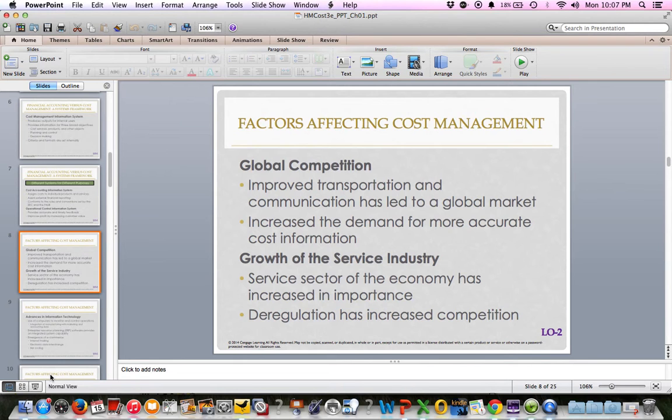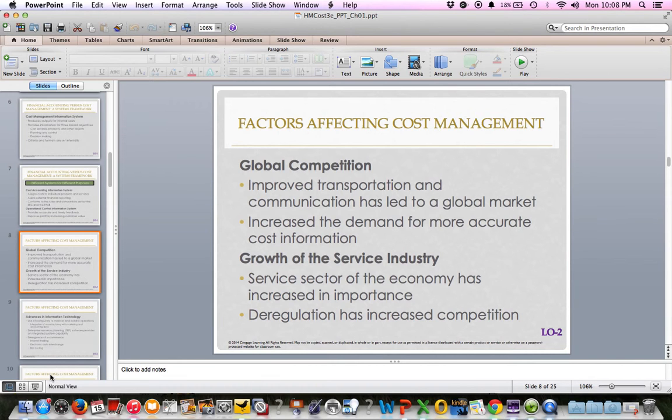So here are some things that affect cost management in general. This class will deal with how costs behave. What are cost behaviors? How do we allocate costs? How do we do budgeting? We'll look at cost, volume, profit. We'll look at activity-based accounting. We'll look at manufacturing accounting and accounting for a service company. But basically, costs behave a certain way.